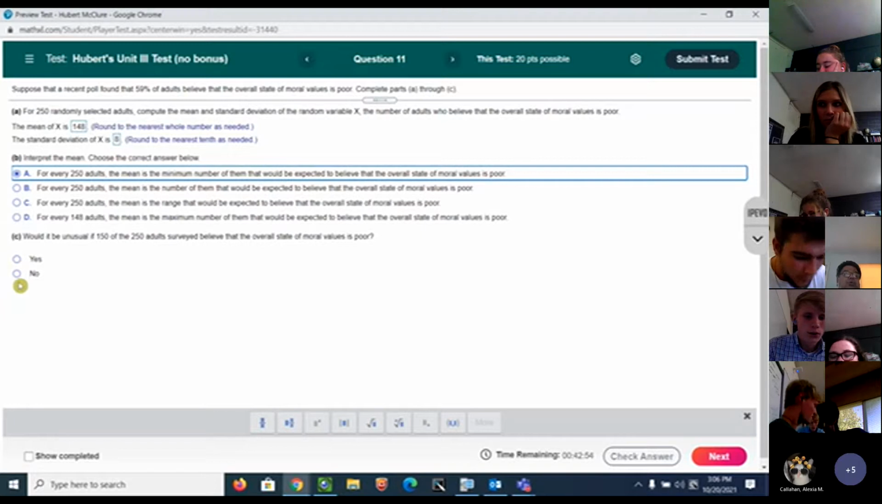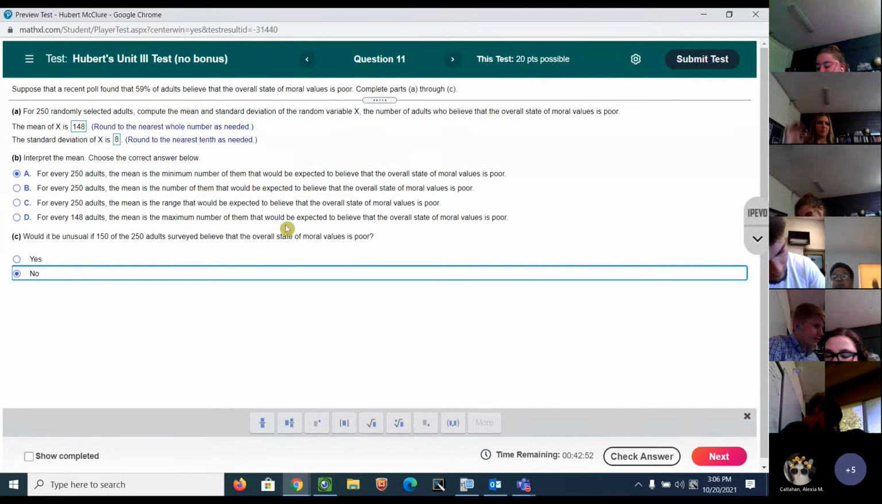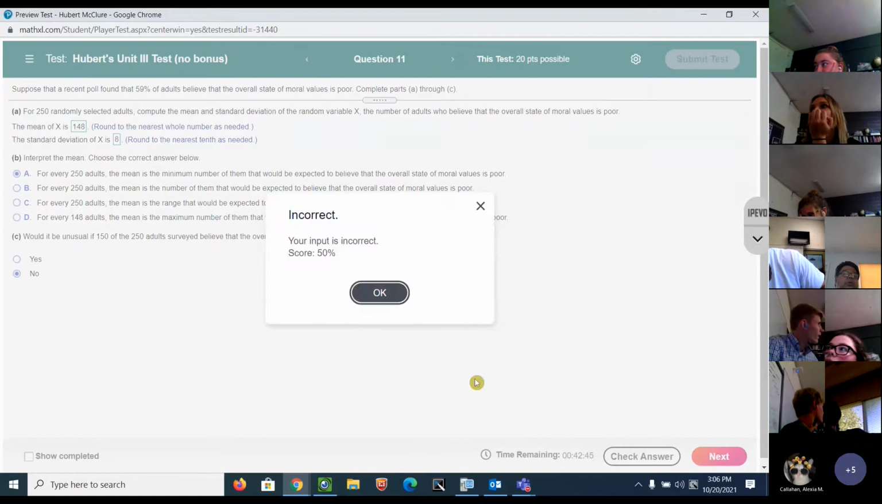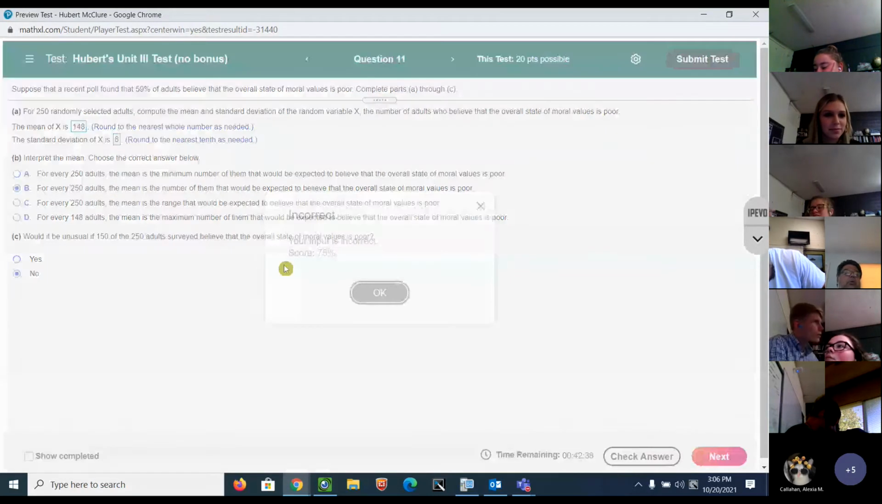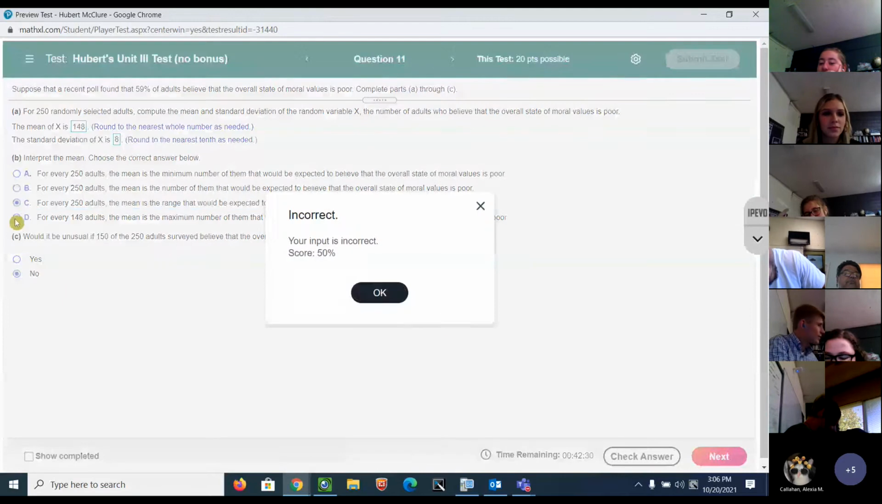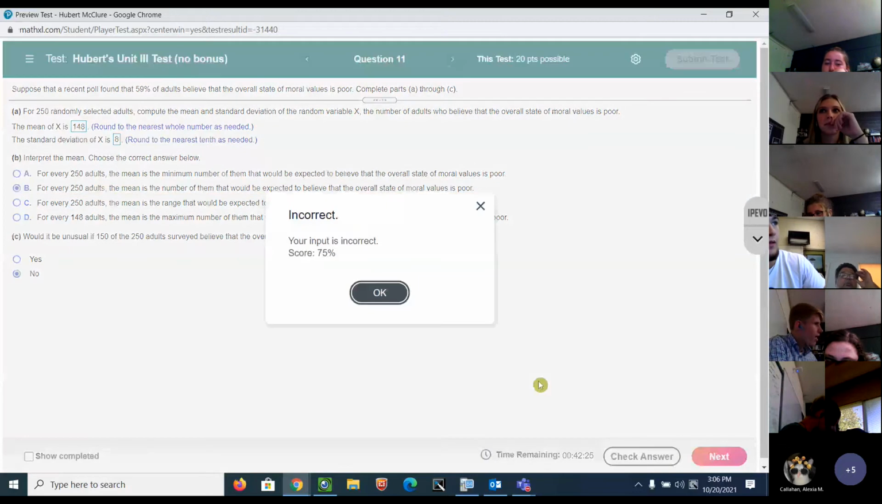All right, would it be unusual? No. Now the only part that I'm weary of is the Philadelphia lawyer question. So if I get anything wrong on this, it's the Philadelphia lawyer question. So I'm gonna hit B. Yes, B is the answer. They say I got something else wrong, but I have no idea what else I got wrong.